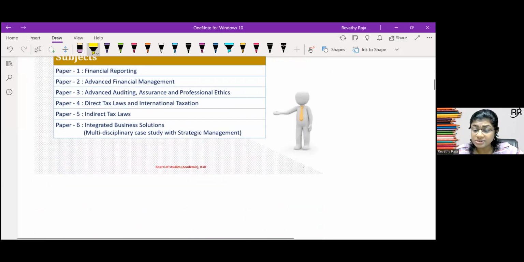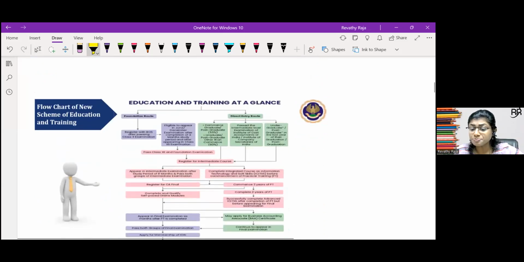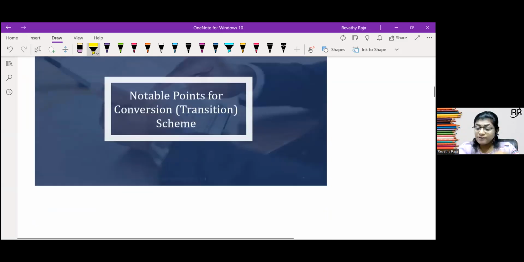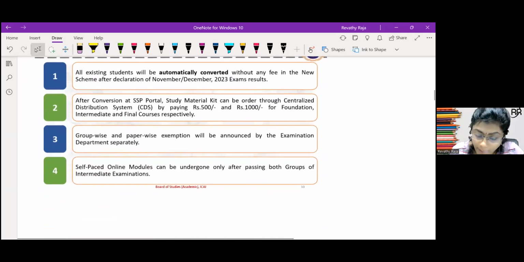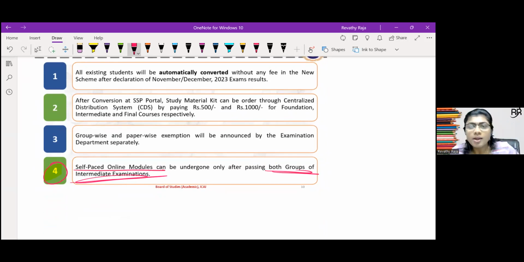And there are interesting notable points with respect to the self-paced online module. Did you see this? Point number 4. What they say: self-paced online modules can be undergone only after passing both groups of the intermediate exam. That we have already discussed. You are eligible to appear for this only after passing both the groups, not only one group, after passing both the groups of the intermediate exam. That is the first notable point.